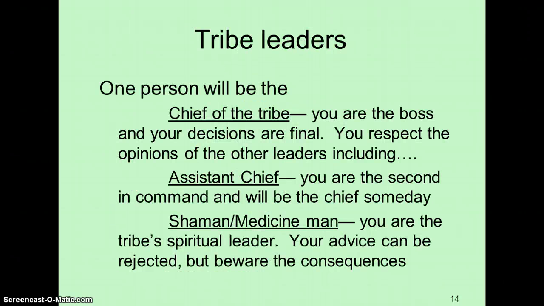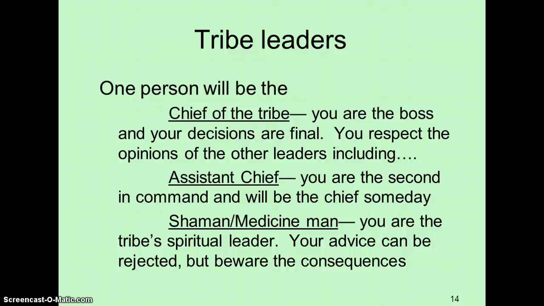One person will be the chief of the tribe. You're the boss. Your decisions are final. But you respect the opinions of the other leaders, including the assistant chief. The assistant chief is the second in command and is planning to be the chief someday. And all the North American tribes had a shaman or a medicine man. You're the tribe's spiritual leader. The political leaders don't have to listen to your advice, but they often did. They often took the shaman or medicine man's advice very seriously.